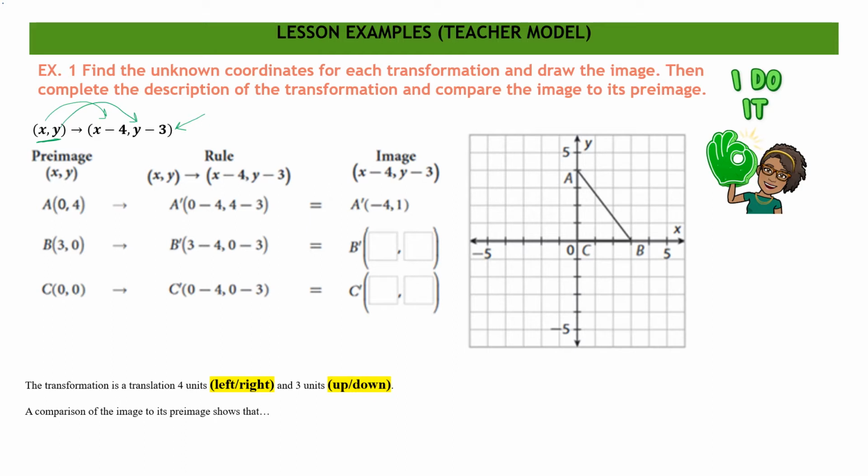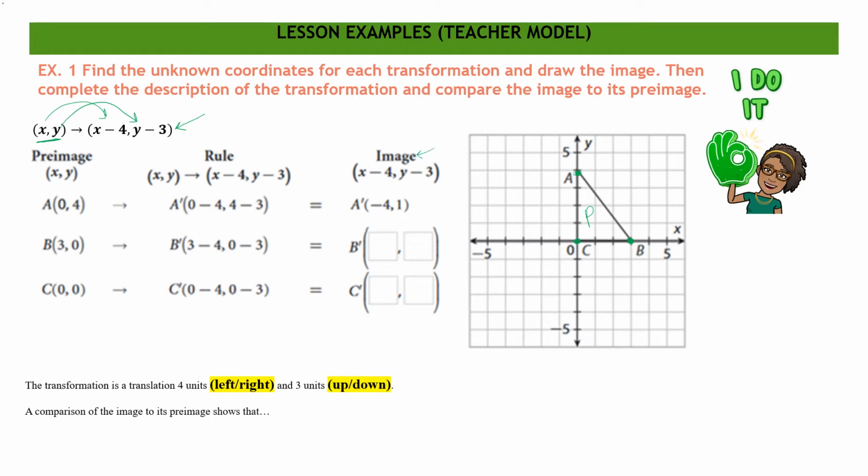So I have the points of my figure. I have point A, which is 0, 4. I have point B, which is 3, 0, and I have point C, which is right at the origin, 0, 0. I'm going to take these points of my pre-image, so let's make that a P for pre-image, and plug them into my rule, and it's going to spit out an output, and that output is going to be called the image.